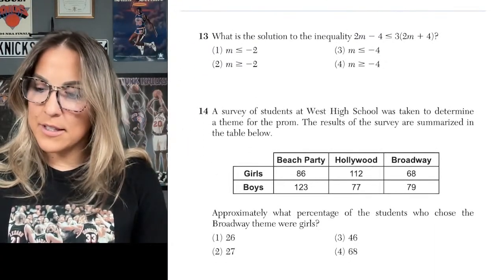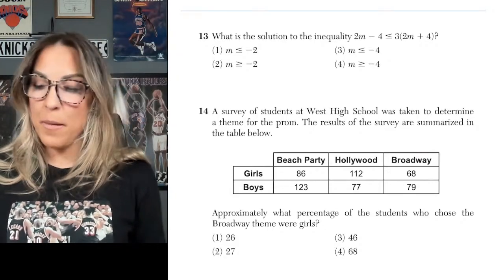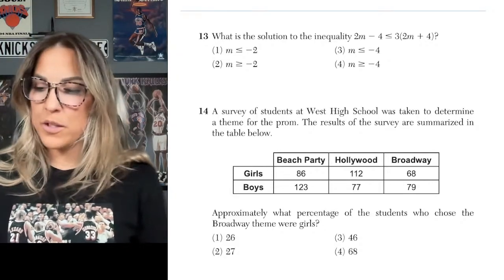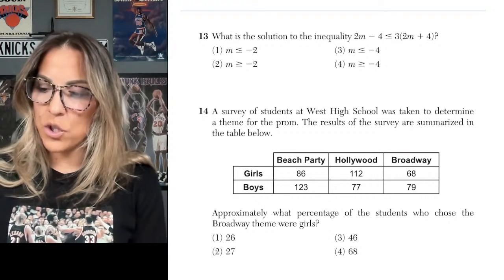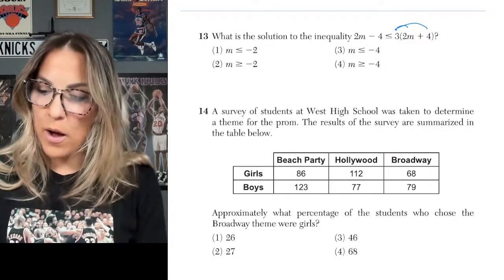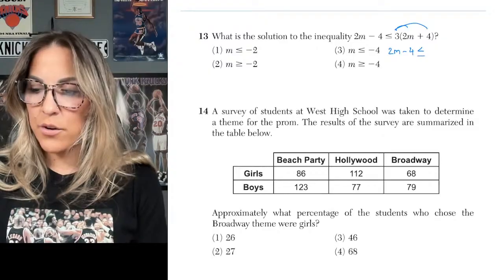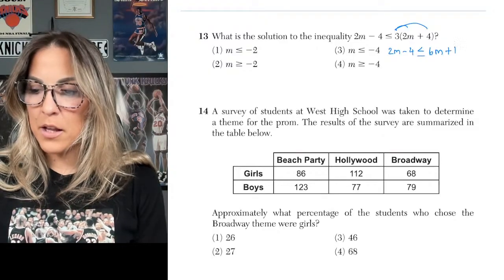Number 13 gives us an inequality. So inequalities are very similar to equations and how we solve them, except for one important difference, which is going to show up in this inequality later. So we're going to start by distributing that 3 that's on the right side of the inequality. I'll bring down the left side. So we have 2m minus 4 is less than or equal to 6m plus 12.